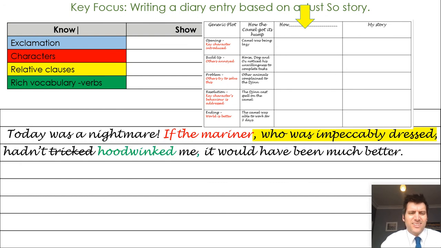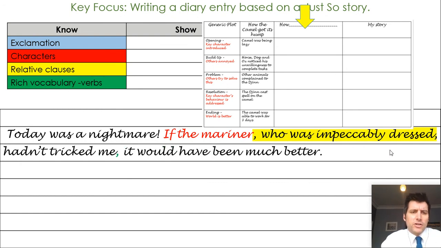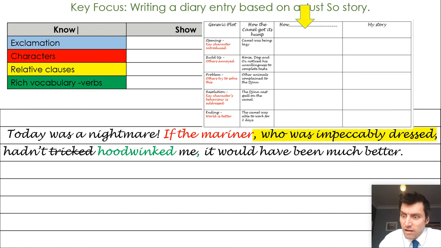Okay. I didn't like 'tricked'. Let's use a bit of rich vocabulary. Hadn't hoodwinked me, so let's use that rich vocabulary there. Hadn't hoodwinked me, it would have been much better.